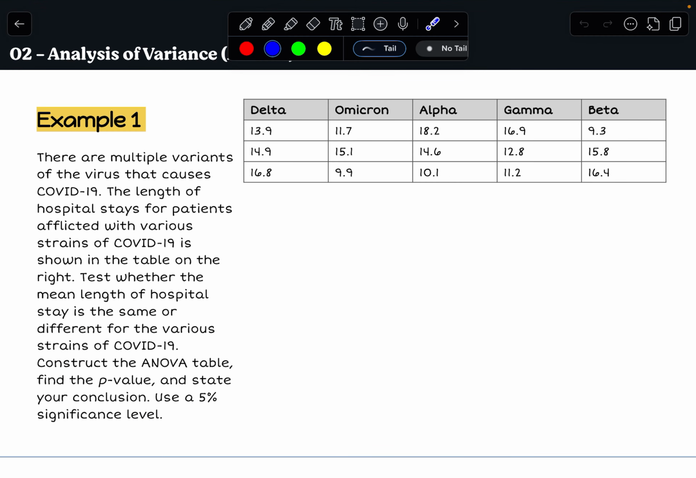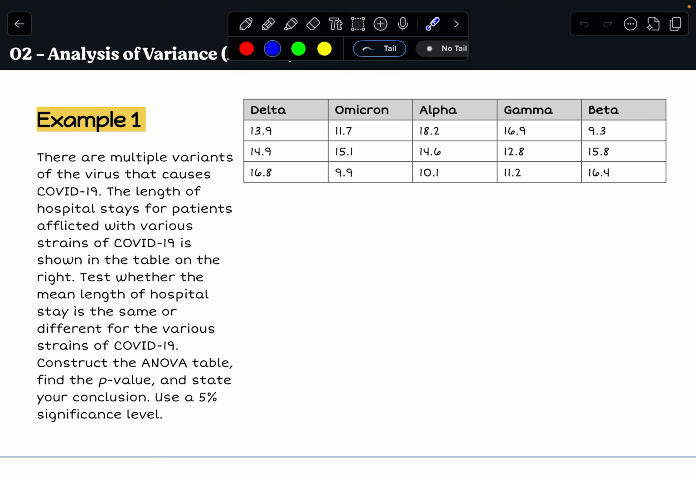So example 1 says there are multiple variants of the virus that causes COVID-19. The length of hospital stays for patients afflicted with various strains of COVID-19 is shown in the table on the right. State whether the mean length of hospital stay is the same or different for the various strains of COVID-19. Construct the ANOVA table, find the p-value, and state your conclusion. Use an alpha equals 0.05, a 5% level of significance.